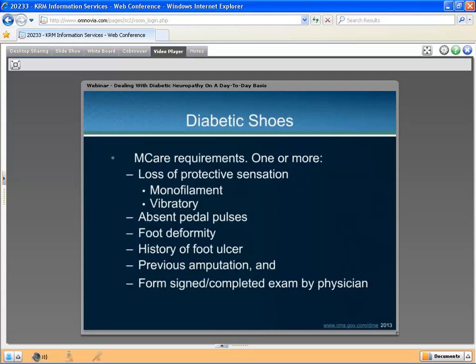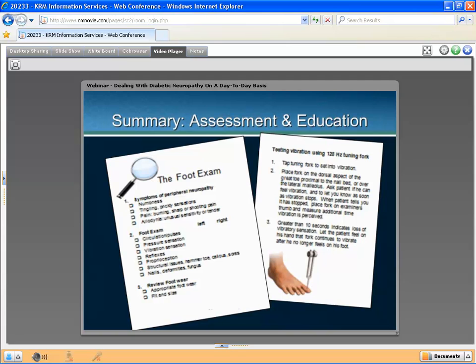So those changes, I think, are very important for us to tune in on because we want to do everything that we need to help our patients be able to get those shoes they need.